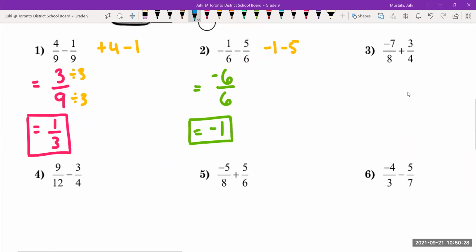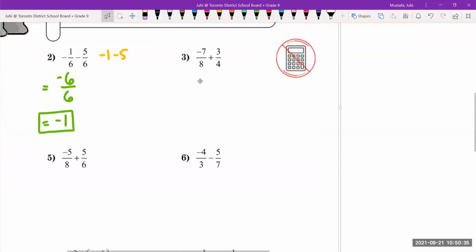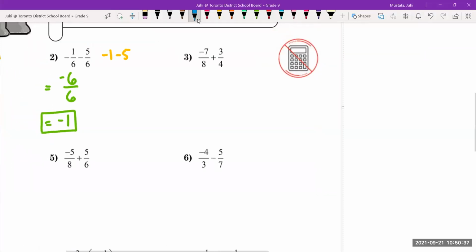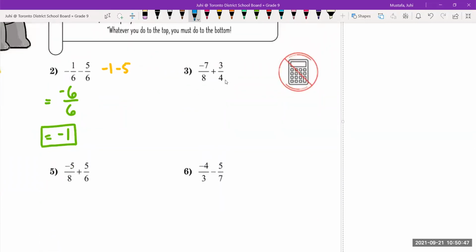Now we're going to get into a slightly harder problem. The reason why this question is more difficult is because we do not have a common denominator anymore. We have two different denominators. So our first step, if you look at the steps that that little raccoon is saying, is find the lowest common denominator. We're going to analyze the two denominators and ask ourselves, what is the lowest common denominator between 8 and 4? What do you think, Saoirse?